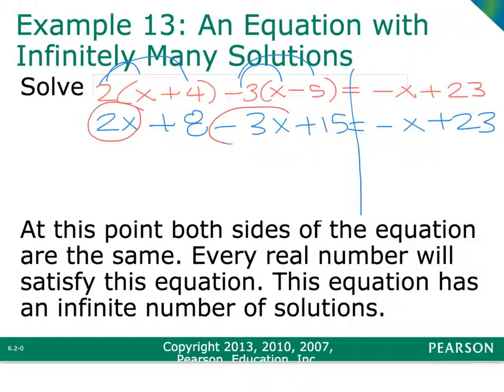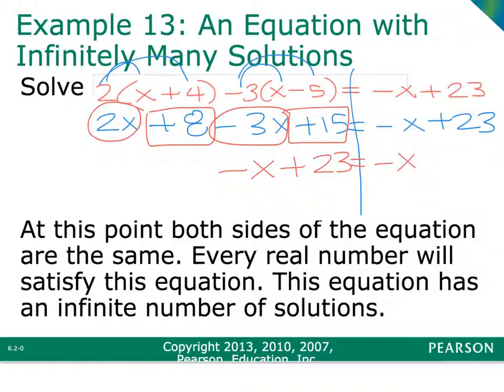2x minus 3x is negative 1x. 8 and 15 combine to be 23. Now you could probably figure it out right here. The left-hand side and the right-hand side are identical, meaning that they will always be equal to each other. So if you run into that situation, that means that the equation has infinite solutions.